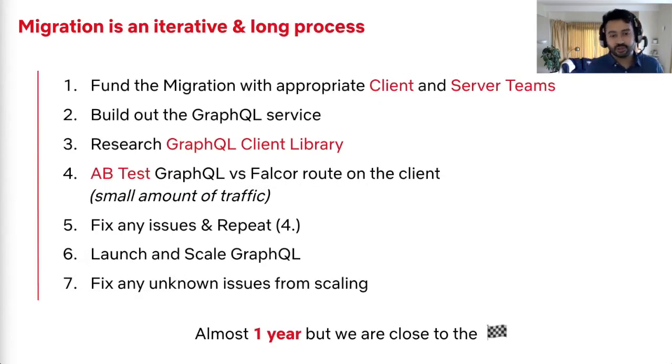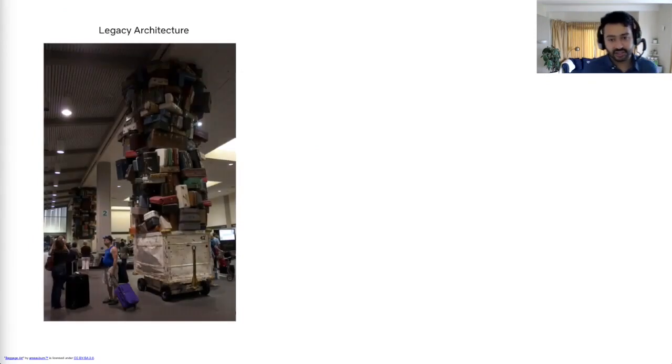So there's nothing to sugarcoat here. You need to figure out the list of steps and execute on them iteratively. It's a long process. It took us almost a year, but we're close to the finish line now. But what I've observed is there are two core things that complicate migrations. First is the baggage of your legacy architecture. The more complex it is, the more complex the migration is going to be.